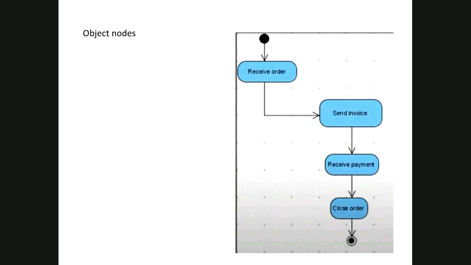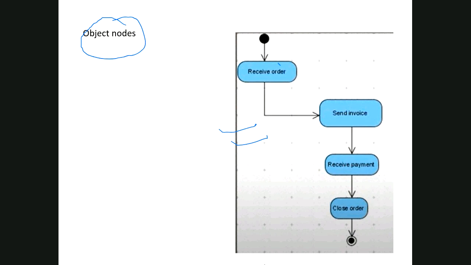Now let's see object nodes. So what is the object node? So what we are seeing right now, this same diagram. You have started from here, this is your initial node. Then you have received the order. Then you have sent an invoice. Then you have received the payment, and then you have closed the order. Okay, so this is the flow that is happening. This is the sequence that is happening.